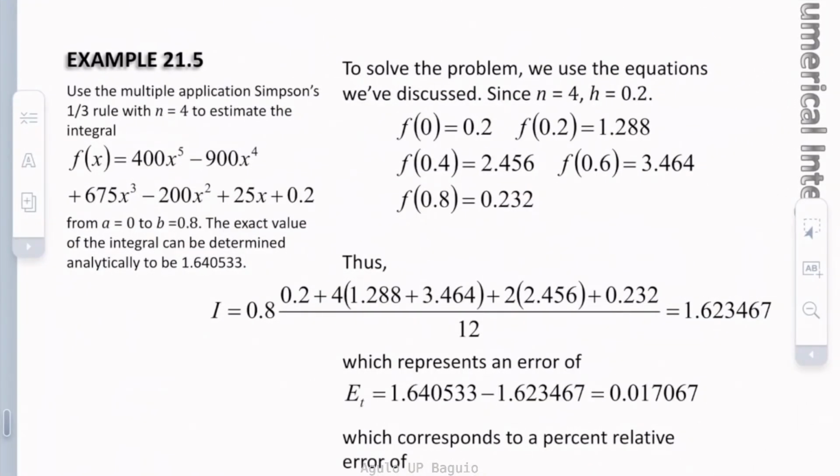If we use the same example, let's divide the function into n equals 4 intervals. This means that h equals 0.2. So we have x equals 0, x equals 0.2, x equals 0.4, x equals 0.6 and x equals 0.8. At these values of x, we have f at x equals 0 equals 0.2, f at x equals 0.2 equals 1.288, f at 0.4 equals 2.456, f at 0.6 equals 3.464, f at 0.8 equals 0.232.